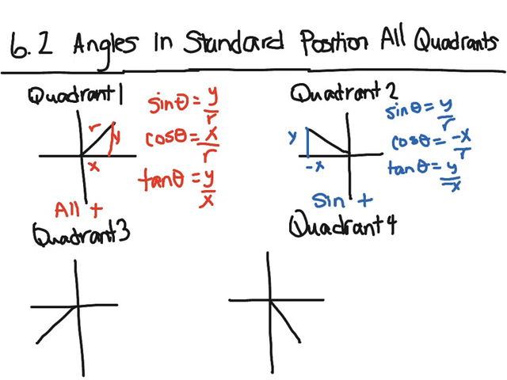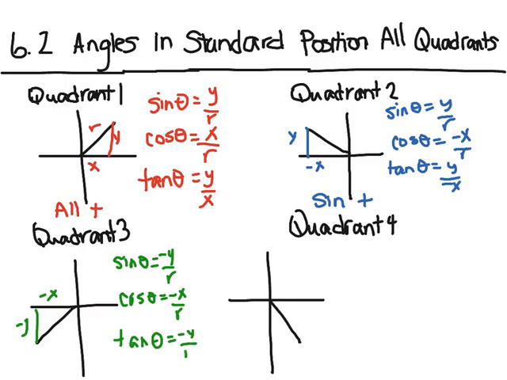In quadrant 3, our x is negative and our y is negative. So we have sine theta equals negative y over r, cos theta equals negative x over r, and tan theta equals negative y over negative x. And because both negatives make a positive, our tangent is actually positive. So in quadrant 3, tan is positive.